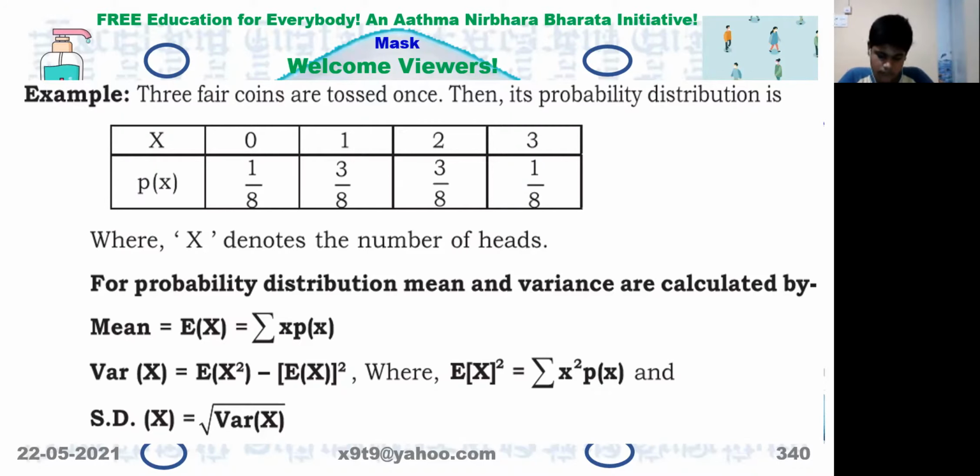Now that is VAR bracket x, that is called variance of x. You write SD bracket x is equal to root of Var X, variance bracket x. So SD bracket x means standard deviation of x, and VAR bracket x is variance of x. So standard deviation of x is root of variance of x.